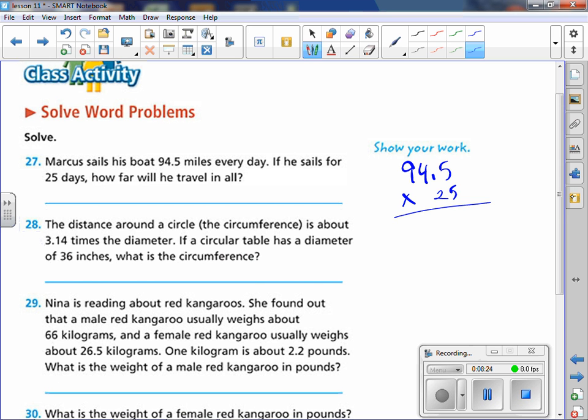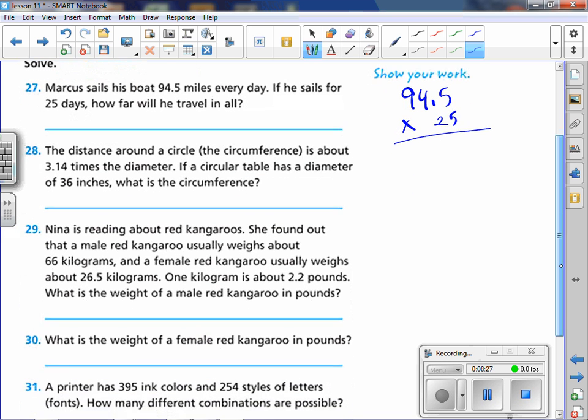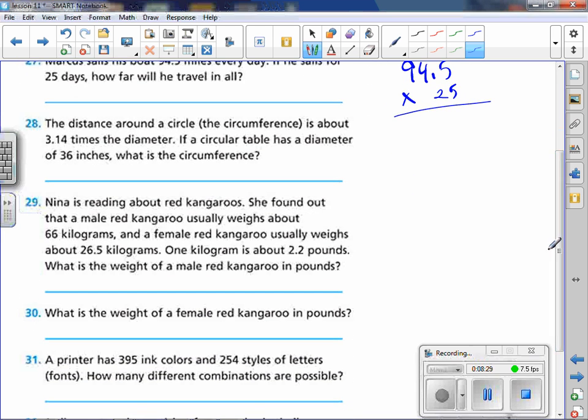Okay. Let's set up another one for you. The distance around the circle, circumference, is 3 4/10. You should recognize that as pi. If a circular table has a diameter of 36 inches, what's the circumference? So we're going to do 36 and multiply that by 3 4/10. So why don't you guys pause the video, try these two, and then come back and check your work.